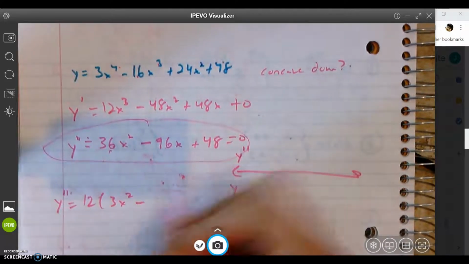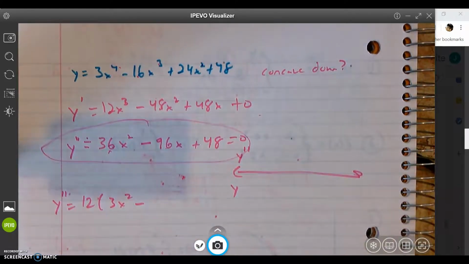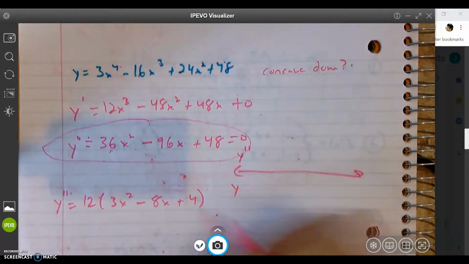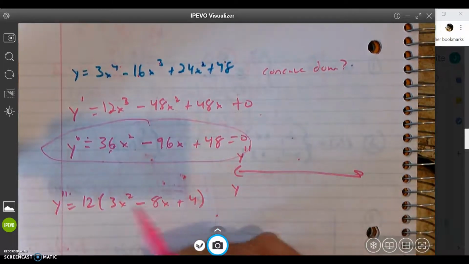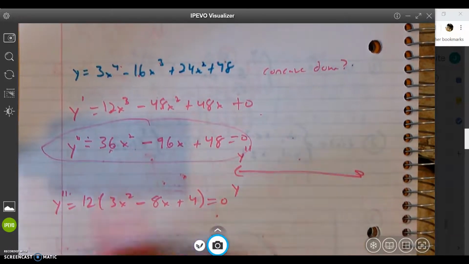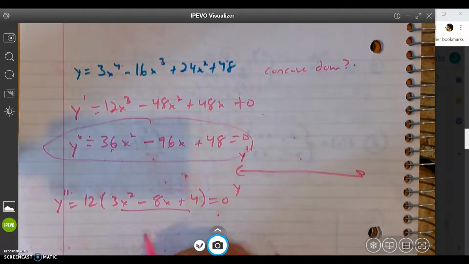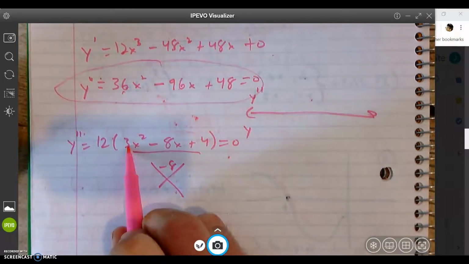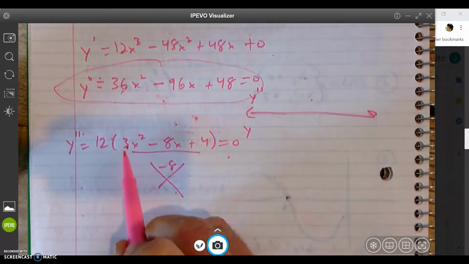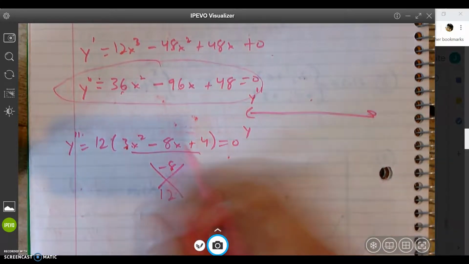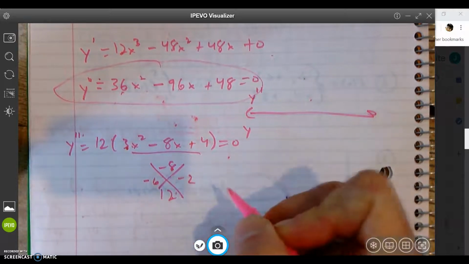3x squared minus 8x plus 4. Bam. Okay, so factor out 12. This is equal to 0 right now. The 12 is actually not going to matter, so it just matters for this. So I've got to factor. Ooh, old school factoring. Love it. Negative 8 on the top, and since a here is greater than 1, I need to multiply 3 times 4, which is 12. So what adds to negative 8 and multiplies to 12? That would be negative 6 and negative 2.